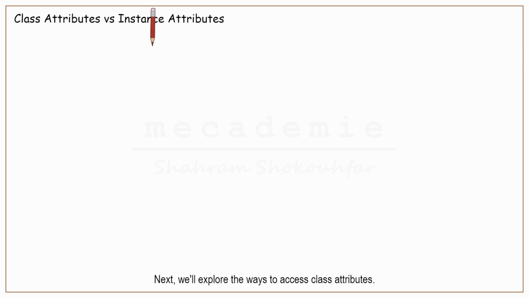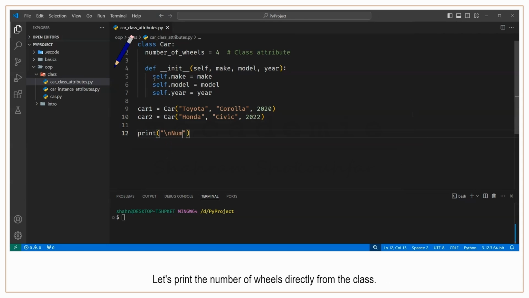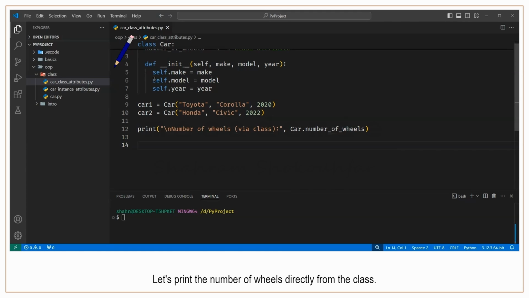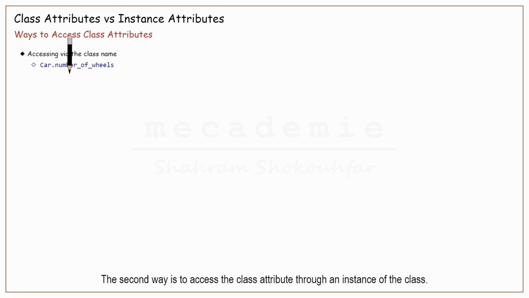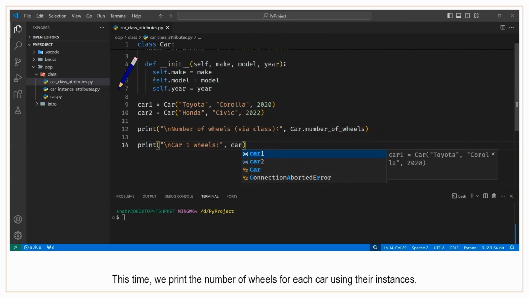Next, we'll explore the ways to access class attributes. In Python, there are two main ways to do this. The first way is to access the class attribute directly from the class itself. Let's print the number of wheels directly from the class. The second way is to access the class attribute through an instance of the class. This time, we print the number of wheels for each car using their instances.